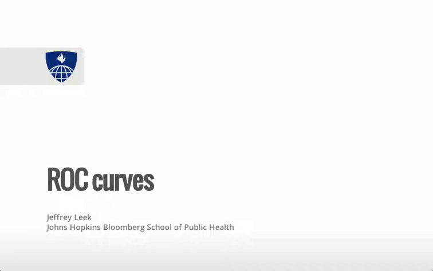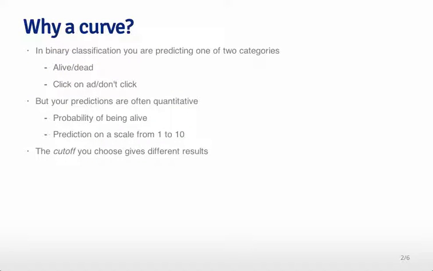This lecture is about ROC curves, or receiver operating characteristic curves. These are a very commonly used technique to measure the quality or the goodness of a prediction algorithm. So in binary classification, you're usually predicting one of two categories. So again, you might be predicting whether someone's alive or dead or sick or healthy. You might also be predicting whether they'll click on an ad or whether they won't click on that ad.